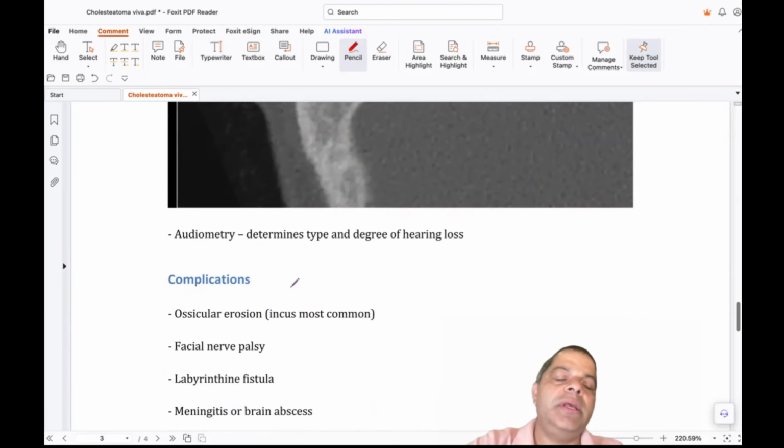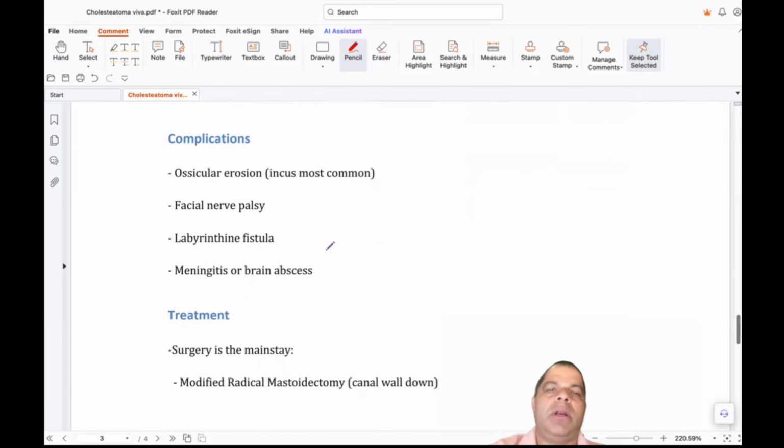Audiometry will help to determine the type and degree of hearing loss. What complications can develop after cholesteatoma? Ossicular erosion. You should come with the incus; the incus is the most common ossicle which can be eroded. There is also facial nerve palsy.